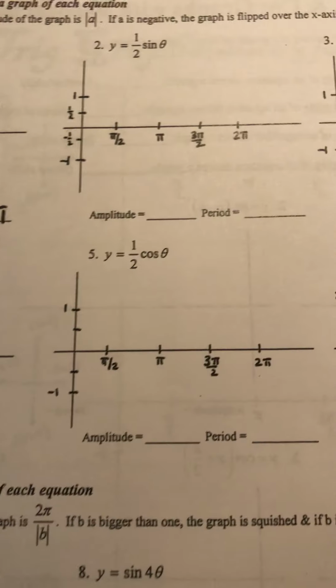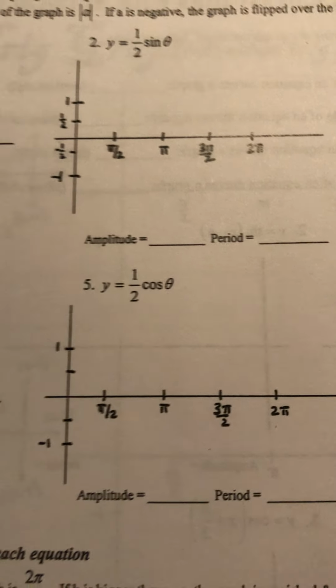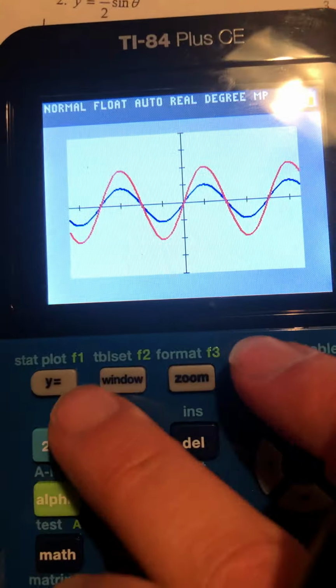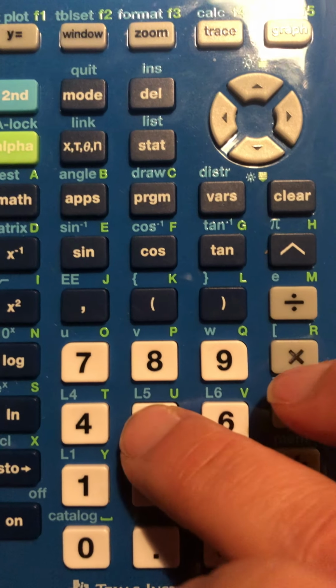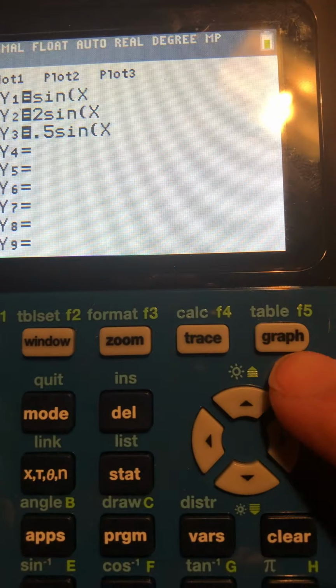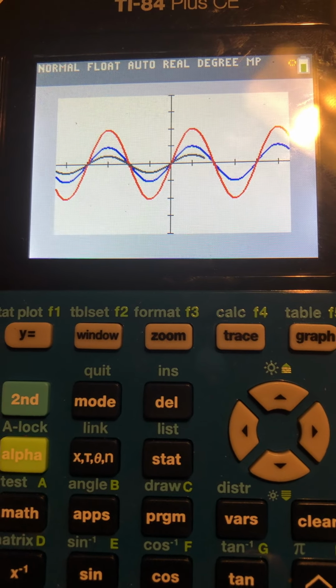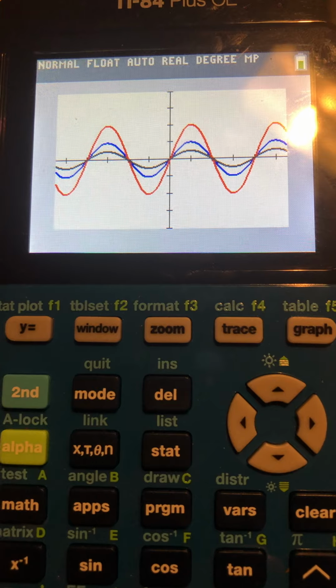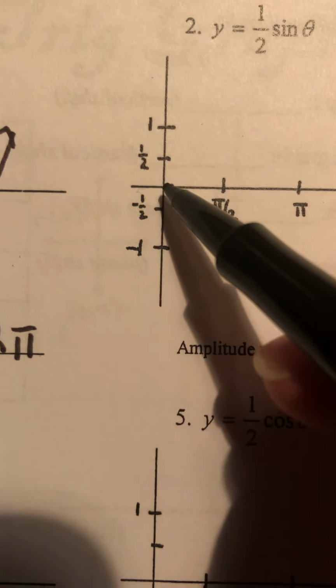What do you think the amplitude is going to be here? 1/2 sine x. I bet you know, but we'll look at it anyway. Y equals, typing in 1/2 is just a little bit easier if I just do 0.5 sine x. So 0.5 sine x, graphing that. Yep, amplitude is 1/2. Right, 1/2. And you can see we've got the 1/2 there.